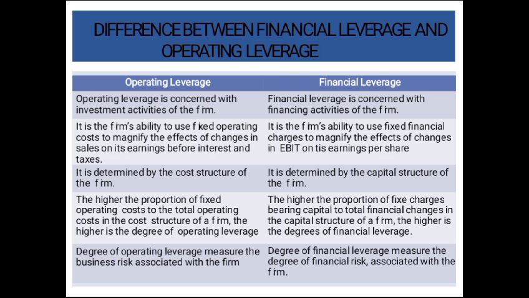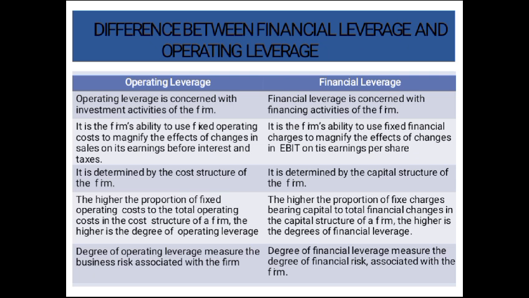Now, there are a few differences between operating leverage and financial leverage. Operating leverage is concerned with the investment activities of a firm, and financial leverage is concerned with the financing activities of the firm. Operating leverage is determined by the cost structure of a firm, and financial leverage is determined by the capital structure of a firm. The higher the proportion of fixed operating costs to the total operating costs in the cost structure of a firm, the higher is the degree of operating leverage. The higher the proportion of fixed charges bearing capital to total financial charges in the capital structure of a firm, the higher is the degree of financial leverage.